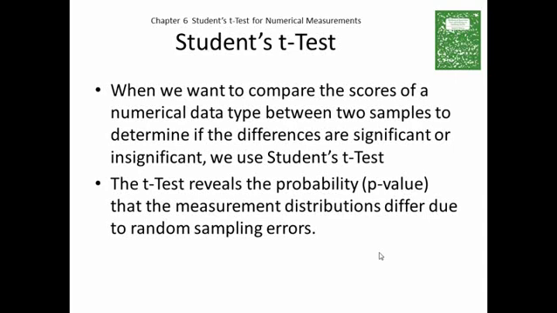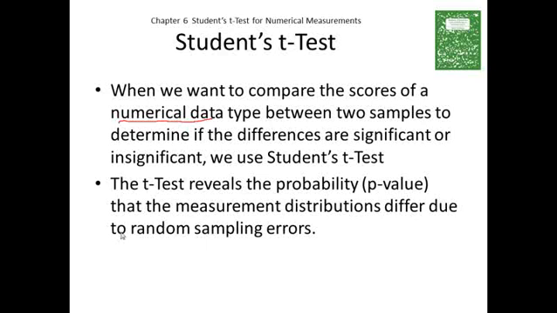So now we have the hypothesis testing. We understand we're trying to look at two samples and determine if they are the same or different. And the first example we're going to do this on is with the student's t-test. And the student's t-test works with numerical data. So that's like a 1 to 5 rating or any ratio data as well. So scores of numerical data type between two samples to determine if the differences are significant or insignificant, we're going to use the student's t-test. Student was the actual person's name who came up with the t-test. So it doesn't refer to you as a student, it refers to the person whose name was student.